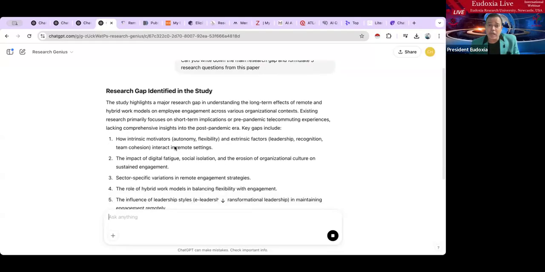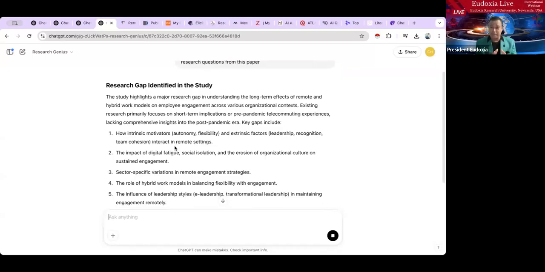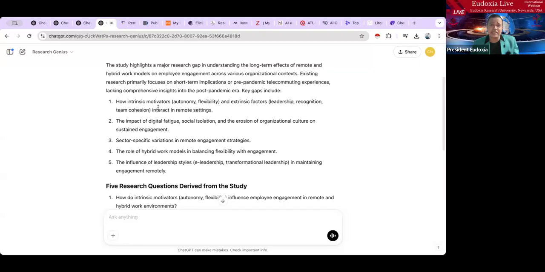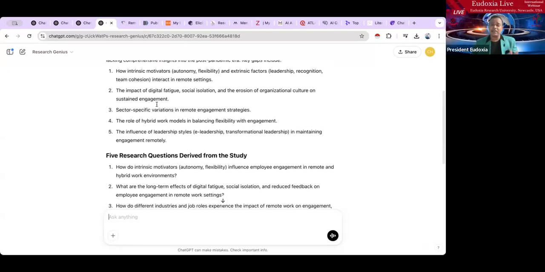Now you see that you are reducing your time if you are using this technology. The study highlights a major research gap in understanding the long-term effect of remote and hybrid work models on employee engagement across various organizational contexts. Existing research primarily focuses on short-term implications and pre-pandemic experiences. These include intrinsic motivators, the impact of digital fatigue, and social aspects. These are the research gaps they have found.